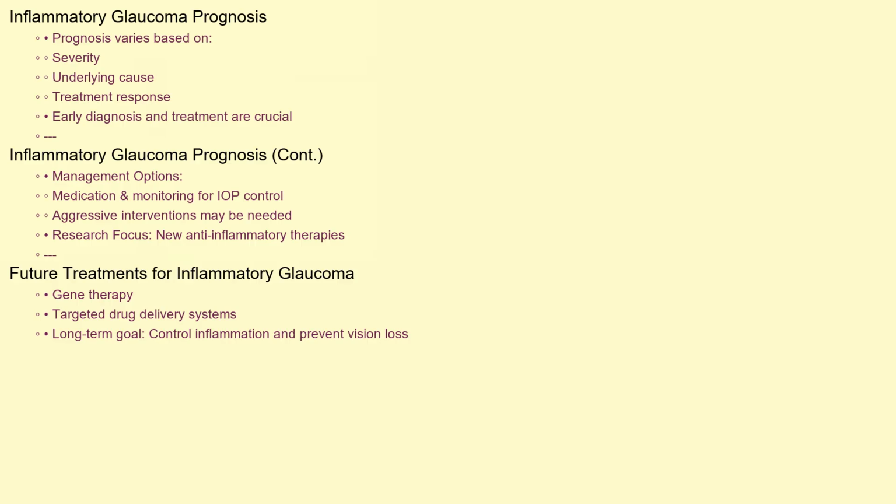Recent research is focusing on developing new anti-inflammatory therapies that specifically target the inflammatory mediators involved in glaucoma development. Gene therapy and targeted drug delivery systems are also being explored as potential future treatments. The long-term goal is to find more effective ways to control inflammation and prevent vision loss in individuals with inflammatory glaucoma.